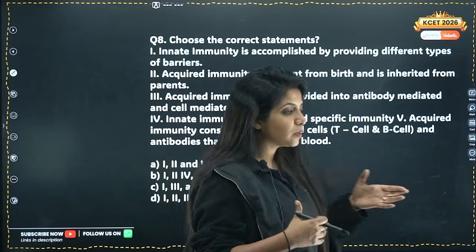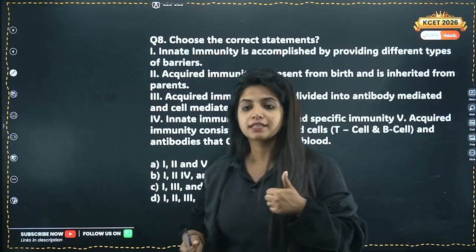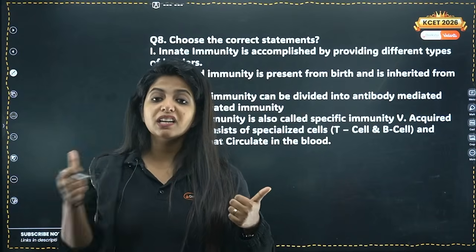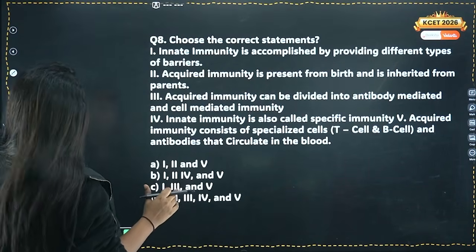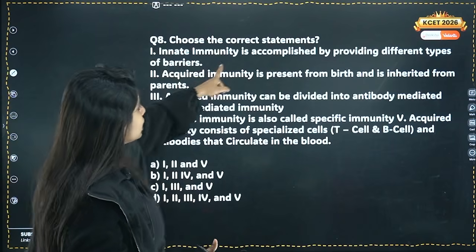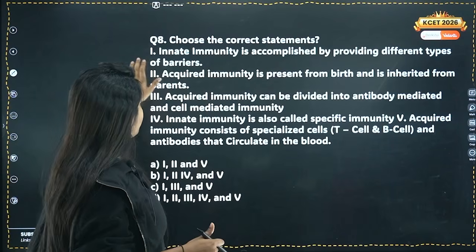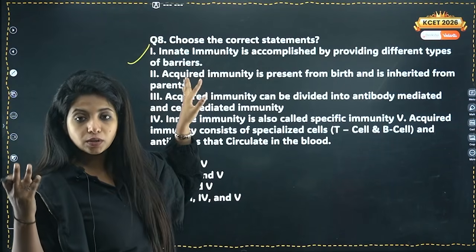Here, different types of things become active. For example, your B cells, your T cells, B lymphocytes, T lymphocytes, all of them become active. I know it's too much for you to remember, so we'll go one by one. Innate immunity is accomplished by providing different types of barriers: physical, physiological, cellular, cytokine barriers.